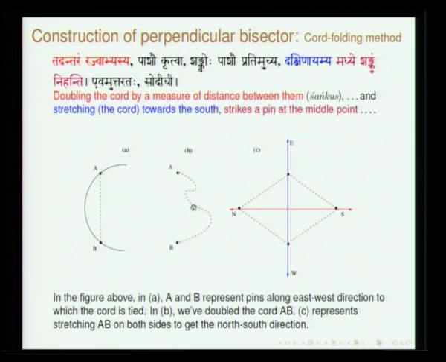See, by folding it you will be able to mark the center of this rope. Once you do that, all that you need to do is pull. Tie at the ends and then pull it on both these sides. One side will give you north, the other side will give you south. So this will give you the line perpendicular to the east-west line. So this is the first method.